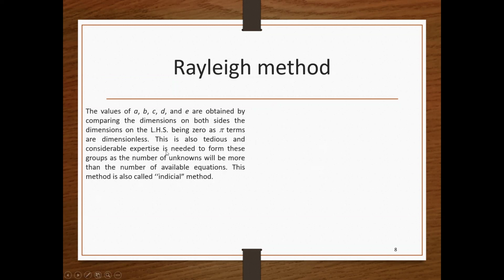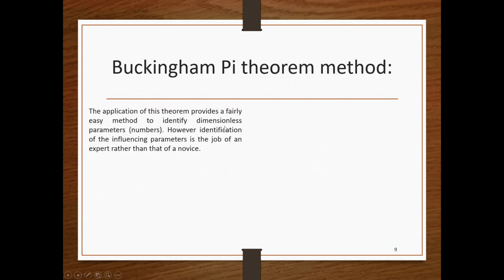This is also tedious and considerable expertise is needed to form this group as the number of unknowns will be more than the number of available equations. This method is also called the indicial method. Next type is the Buckingham pi theorem method. The application of this theorem provides a fairly easy method to identify dimensionless parameters. However, identification of the influencing parameters is the job of an expert rather than a novice. So, ito yung gamitin natin.